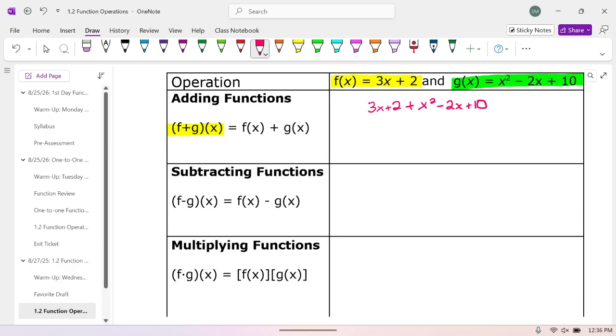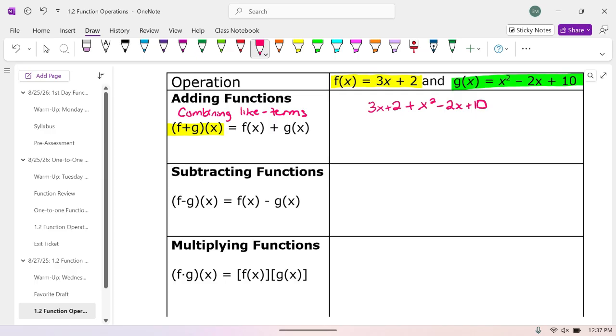Combine like terms. Good. So when you're adding functions, it's one of the easiest operations ever because all you're doing is combining like terms. That's how you simplify it down. So this lesson is all about simplification, not solving. Two very different things. Simplifying means that we're getting it down to another expression. Solving means we're actually trying to get a number.